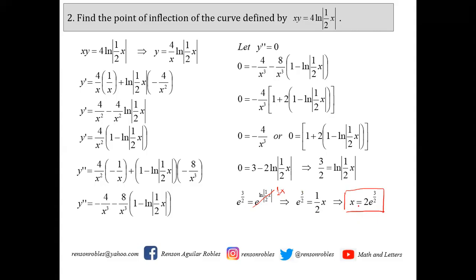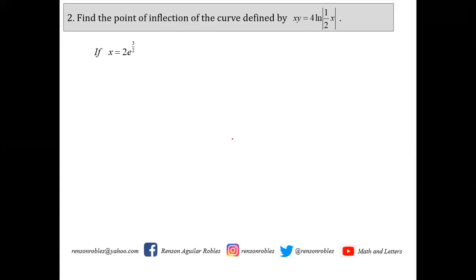And then the next thing to do is to get the corresponding value of y for whenever x is 2e raised to 3 halves. So if x equals 2e raised to 3 halves, we shall have x replaced by 2e raised to 3 halves times y equals 4 ln 1 half times 2e raised to 3 halves. And 1 half times 2e raised to 3 halves is equal to e raised to 3 halves. So we only have 2e raised to 3 halves times y equals 4 ln e raised to 3 halves.